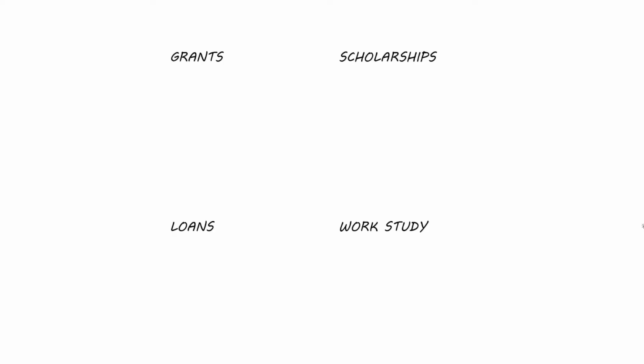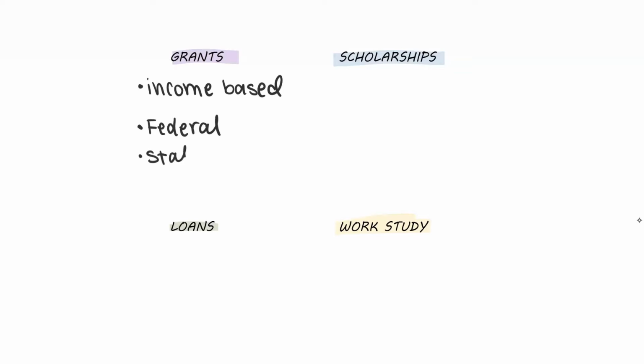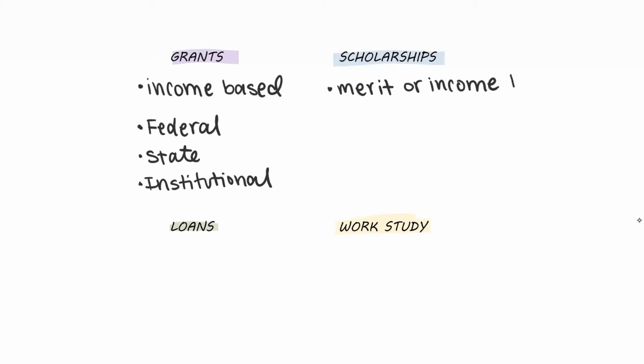So there are four main types of financial aid. The first one is grants, then scholarships, loans, and work study. Within each of these categories, there are different ways that they are funded. For example, grants can be income-based, federal, state, or institutional, meaning your school or institution. And scholarships can be merit or income-based and can come from public or private nonprofit sources. So those can be really from anywhere your school might offer them.